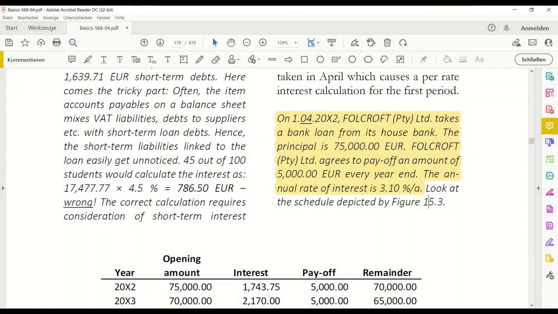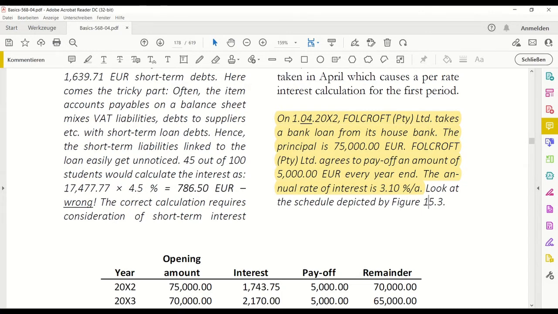So in the case study Folcroft, proprietary limited, the company will take a bank loan, and the date when they take the bank loan is the 1st of April in 2002. You see that April is underlined in the text, which is for us already a warning. We have to consider that now the interest is only for a certain period. The period starts on the 1st of April and ends on the 31st of December, which gives us 75%. The interest in the first year is only 75% of the annual rate of interest.